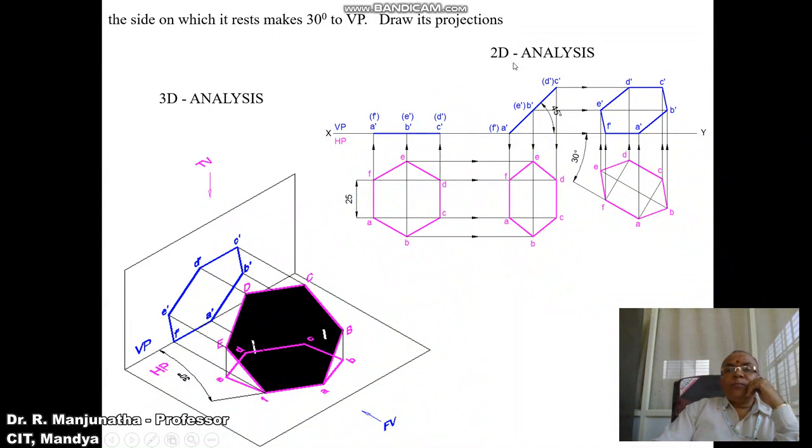How do I know that our problem is right? Even in the last position, the third position, you can see that the side is resting on HP. The side which is resting on HP is inclined to VP at 30 degrees, and the surface makes an angle of 45 degrees, and it is a hexagon of 25 mm. So this is how we have considered all the conditions given in the problem, and hence this is going to be the final solution.